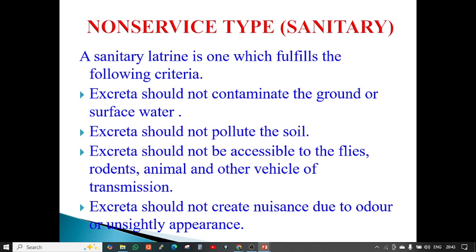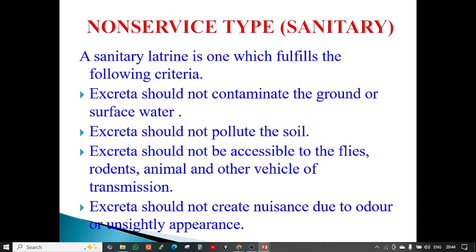Then non-service type, the sanitary latrine, is used by fulfilling the following criteria. Excreta should not contaminate the groundwater. In some towns there are no septic tanks; they directly dispose the excreta to the sewer facility, which can directly mix with the river or with the outside where the water is disposed. So that should not be there. Excreta should not pollute the soil. Open excreta should not be there because it pollutes the soil.